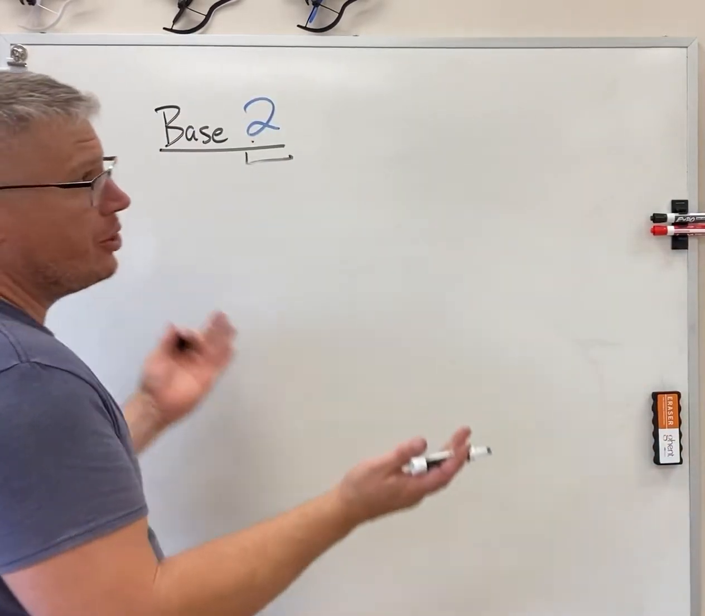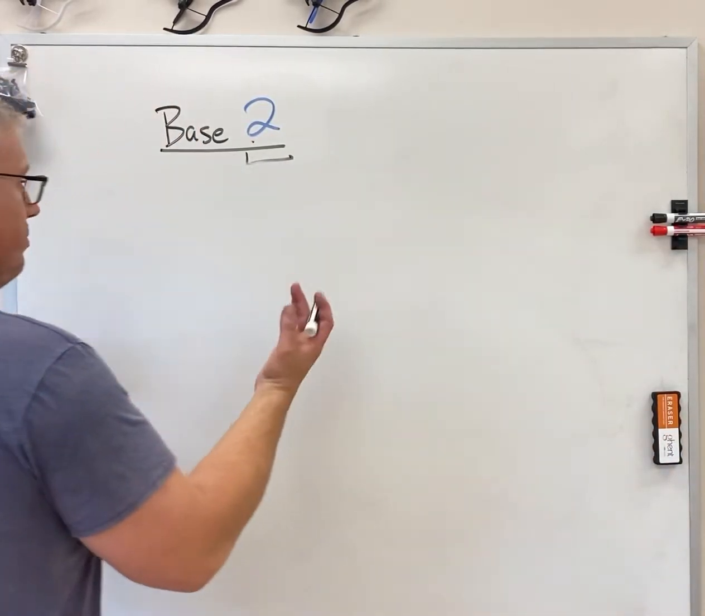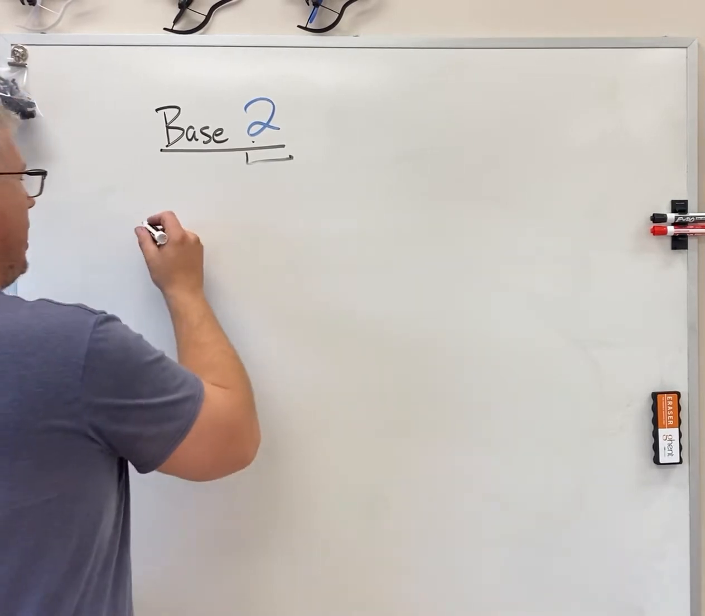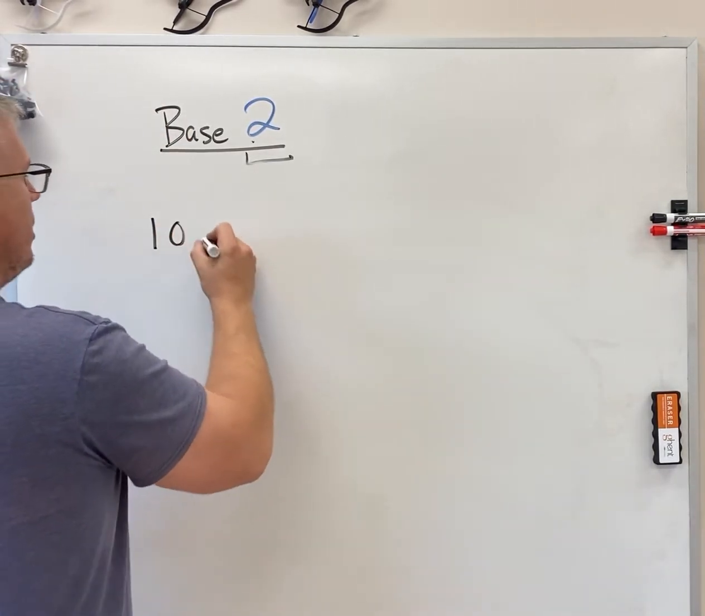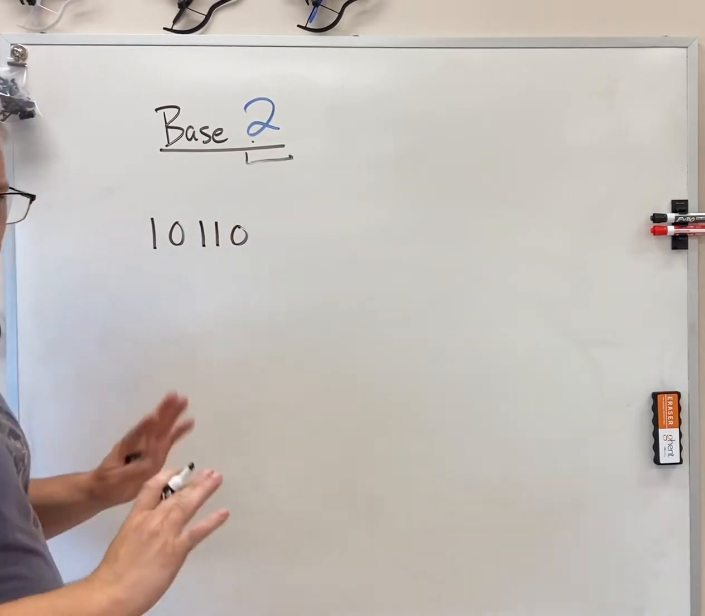All right, so look, base 2 numbers, you pick it, doesn't matter. I'm just going to pick a random one here. All I can do is make a number of ones and zeros. So let's go 1, 0, 1, 1, 0. Nothing too crazy.